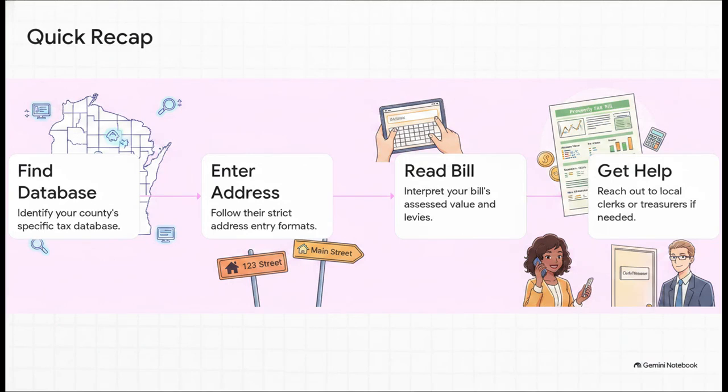Wrapping up. So, the absolute most crucial point here is that while the Wisconsin system definitely has its quirks, you are now completely equipped to navigate it like a pro. Let's do a super quick recap so you can start your own research right after this explainer. Step 1. Identify your county-specific tax database. Step 2. Follow their strict address entry formats to the letter, whether it requires the full street name or just the house number. Step 3. Pull up that bill and interpret the assessed value, mill rates, and local levies. And Step 4. Always remember that your local clerk or county treasurer is just a phone call or a quick visit away if you need any offline support.